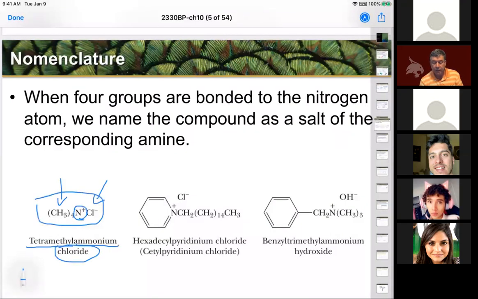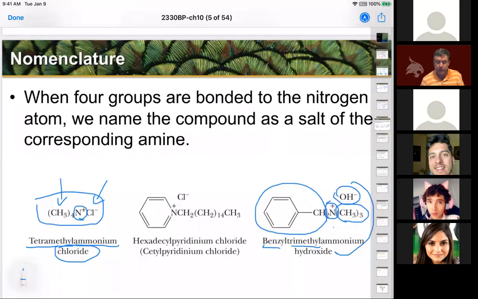Now if we look over here, we have a slightly different, unsymmetrical one. We have this group right here, which is called the benzyl group, but then we have the 3 methyl groups here. So it's benzyltrimethylammonium, again for the nitrogen with 4 bonds and a positive charge. And then our counterbalancing ion here is the hydroxide.